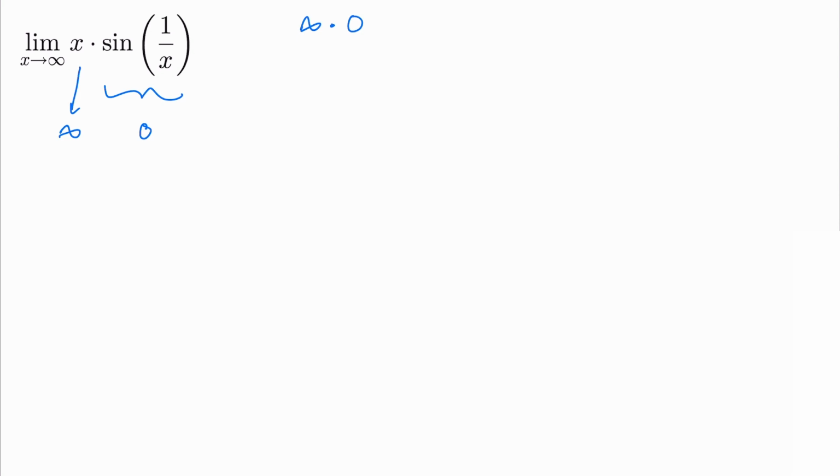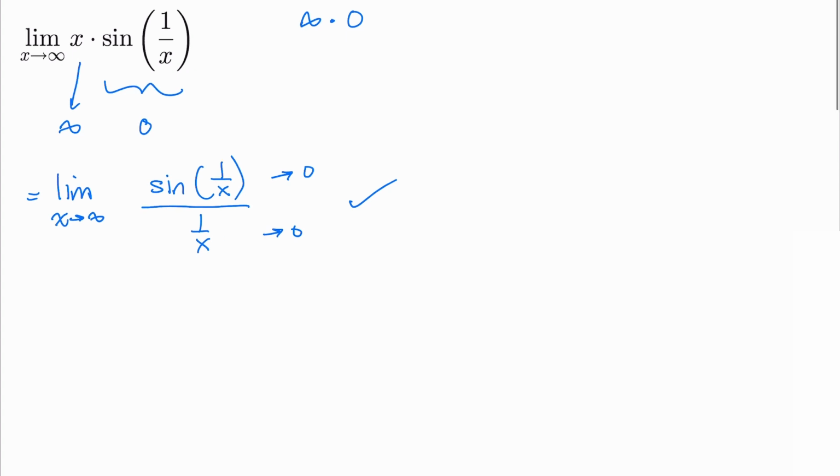Now remember our strategy. We write it as a fraction where we take the reciprocal of one of the factors. So it's either the reciprocal of x in the denominator or the reciprocal of sine of 1 over x in the denominator. I think it's going to be the reciprocal of x in the denominator. So we have the limit as x approaches infinity of sine of 1 over x divided by 1 over x. And just to double check, this is going to 0 and 1 over x is going to 0. So we're good to go in using L'Hopital's rule.